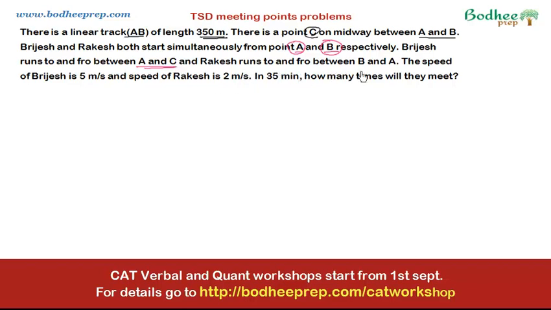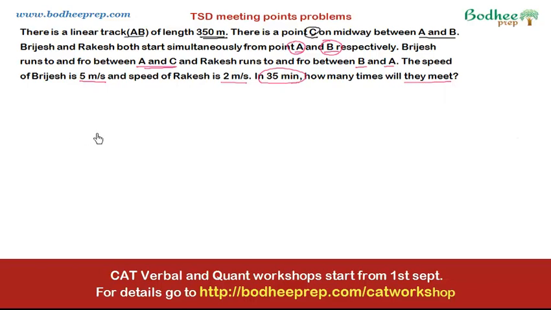And this is what he is doing, to and fro motion. But Rakesh, on the other hand, is moving from B to A and back to B. So he's taking the complete length AB, but Brijesh is taking half the length. The speed of Brijesh is 5 meter per second, and the speed of Rakesh is 2 meter per second. So we need to find that in 35 minutes, how many times would they meet, right?